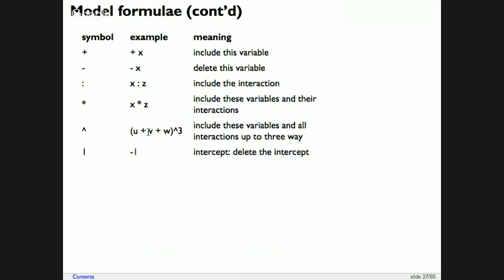This would mean include all of the interaction terms only up to 3-way interactions. Well, with U plus V plus W, 3-way is the most interaction that you could have, but you could say to the power of 2 to only include interactions between pairs of variables, not interactions between 3 different variables. And use -1 to delete the intercept.